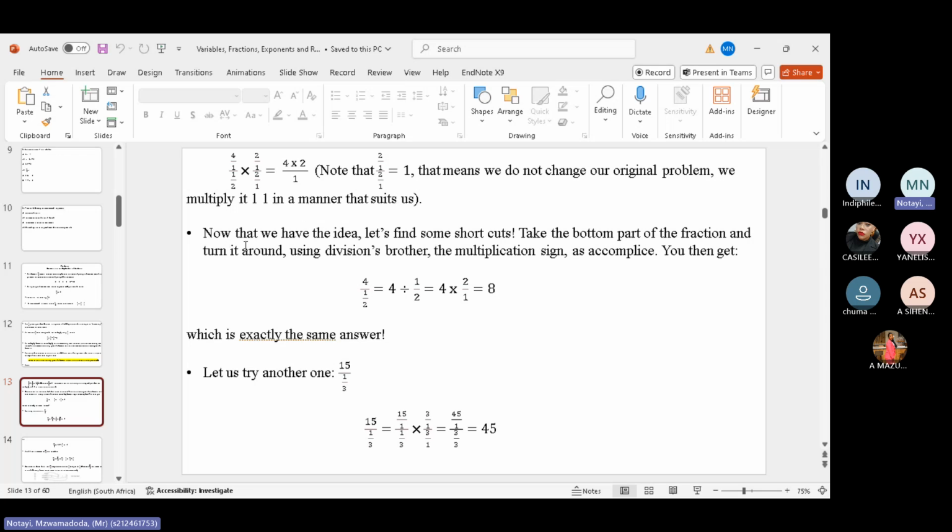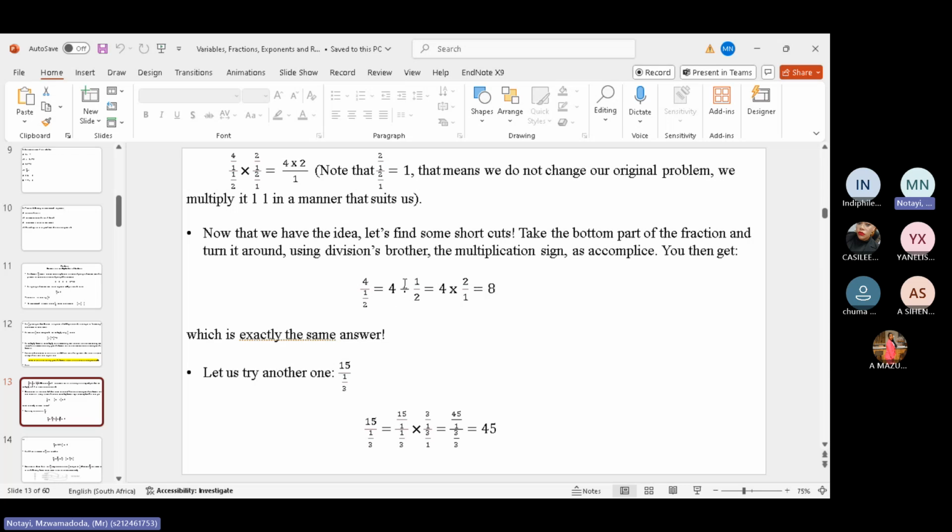Okay, so now that we have the idea, let's find some shortcuts. Let's take the bottom part of the fraction and turn it around, using the multiplication sign instead of division. You then get, let's say we have 4 divided by 1 over 2, which is equal to 4 times 2 over 1, which is equal to 8.